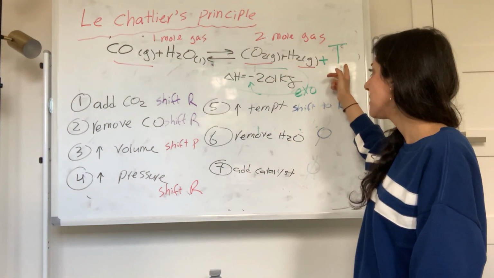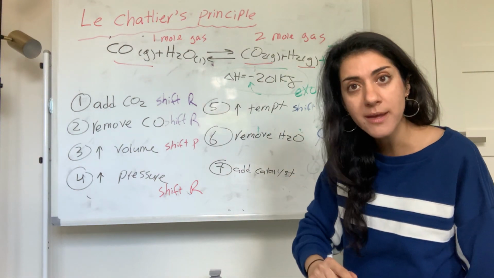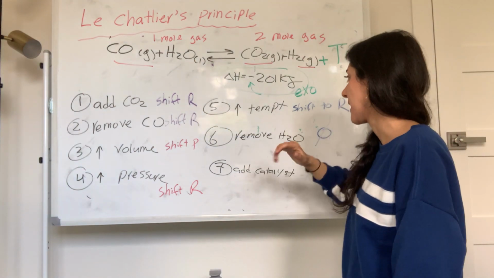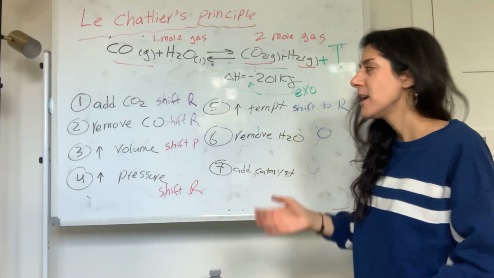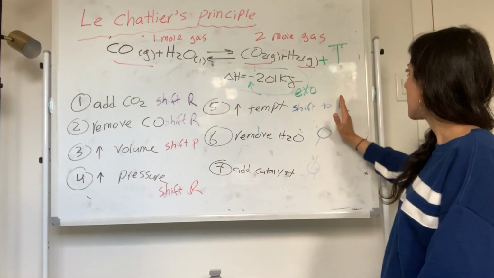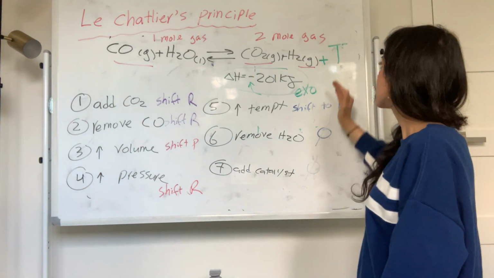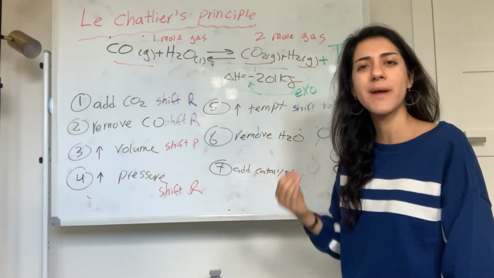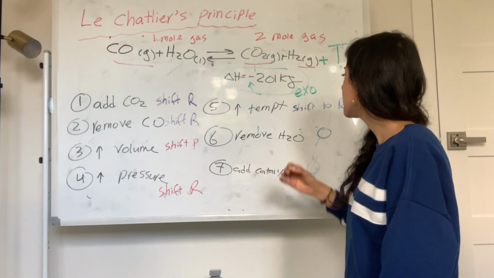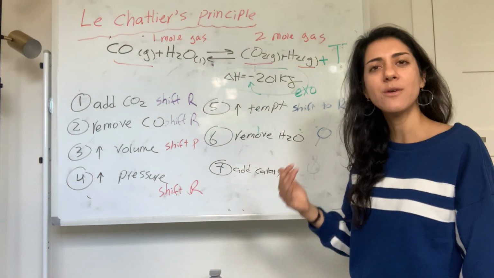Exothermic temperature goes in the product side, endothermic temperature goes to the reactant side. Now you just treat the temperature as a reagent. So if I increase the temperature, that means I'm adding more to it. So now I have to shift to the reactant to consume that. So basically, treat temperature like any other reagent.